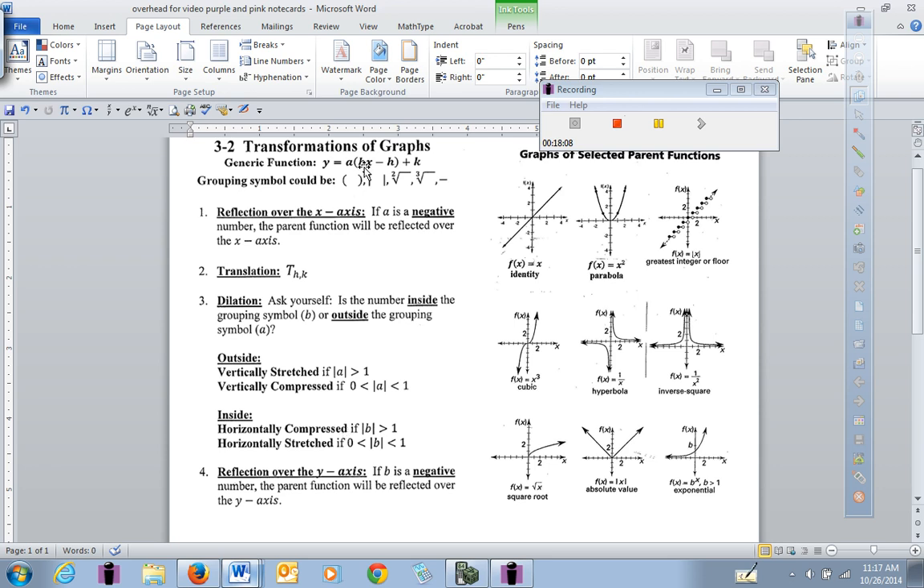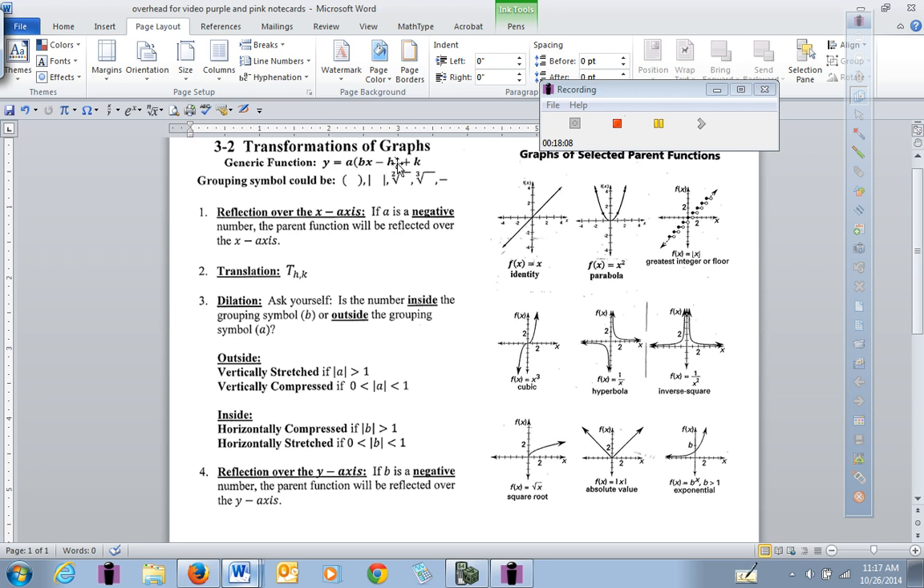If we're talking about the b number inside, we'll have horizontally compressed if the b value is greater than 1. I said absolute value because there could be a negative sign inside there as well. And then horizontally stretched if it's a fraction between 0 and 1 or a decimal. And then last but not least, we have the reflection over the y-axis. If the b value inside the grouping symbol is negative, then the parent function will be reflected over the y-axis. So keep those rules handy because we're going to look for certain things based on that position of y equals a, b to the x.